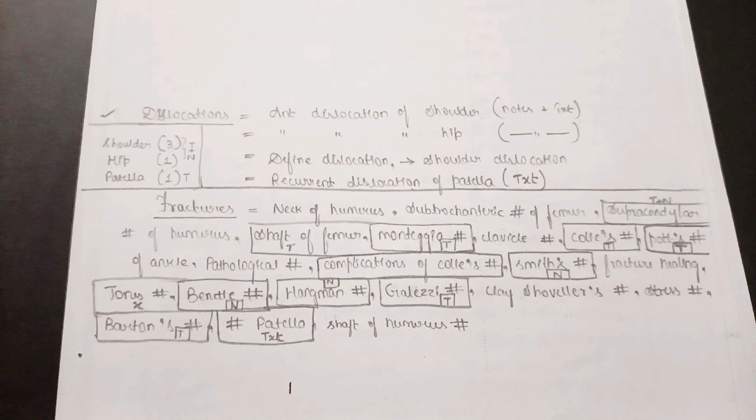Coming to fractures, in this we have fracture of neck of humerus, subtrochanteric fracture, supracondylar fracture of humerus, shaft of femur fracture, Monteggia and Galeazzi fracture, clavicle fracture, Colles' fracture, Pott's fracture of ankle, pathological fracture, complications of Colles' fracture, Smith's fracture, fracture healing, Jones fracture, Bennett's fracture, Hangman fracture, Galeazzi fracture, Clay-Shoveler's fracture, stress fracture, Barton's fracture, patellar fracture, and shaft of humerus fracture. These were some of the major fractures which you cannot skip.